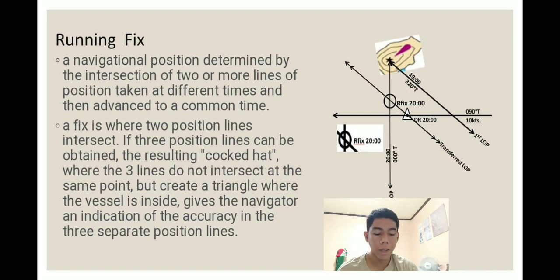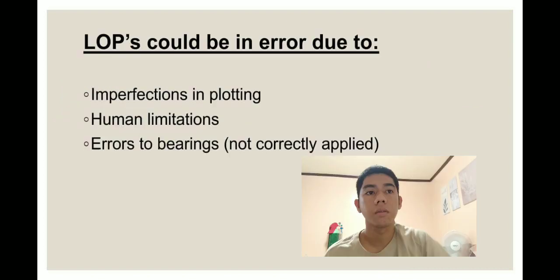the picture below, that is the example of a running fix. So what we get in a running fix is the DR, then your running fix. So we can get the latitude or longitude there.